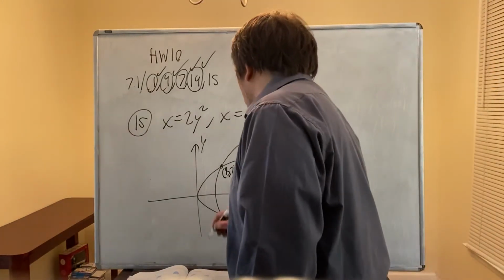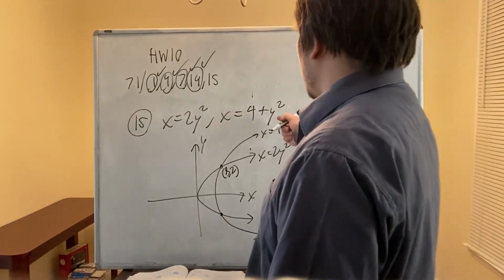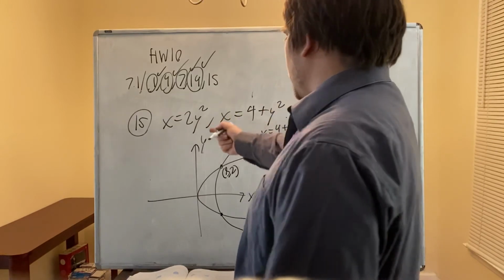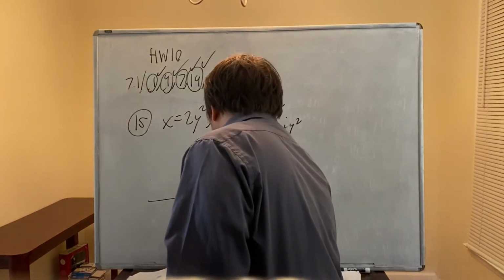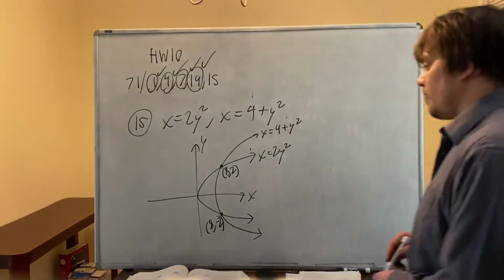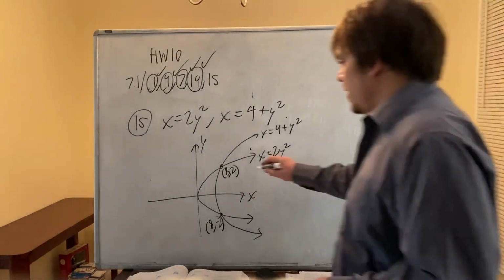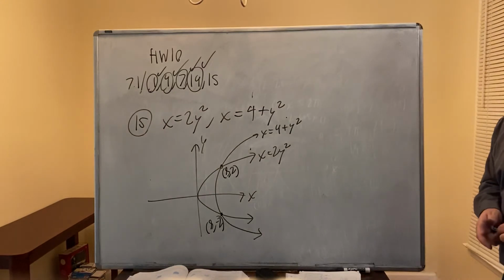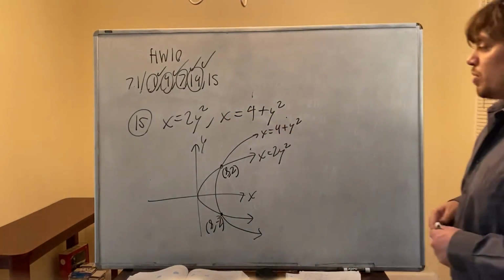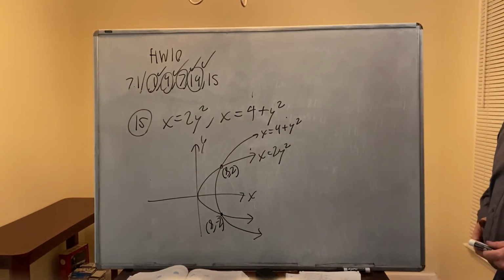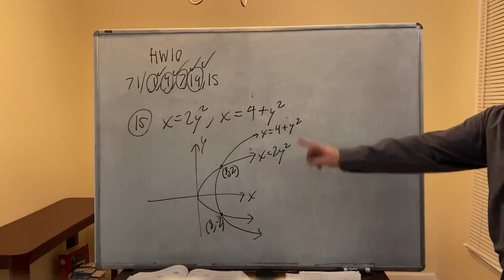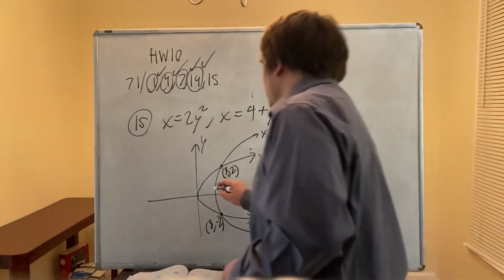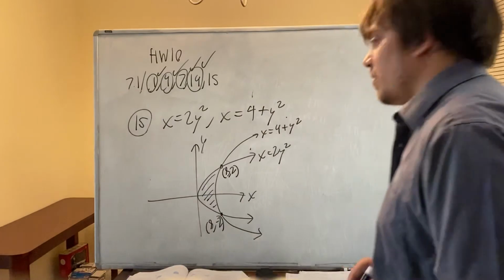And then there's symmetry, so you just try y equals -2, and you get 8 still. So this is (8, -2). Or you could set the two x values equal to each other and solve for y. So you could say 2y squared is equal to 4 plus y squared. Solve for y, and you'll get y equals plus or minus 2. And so they'll each correspond with a point. And so the area we want to find is the area of that shaded region.